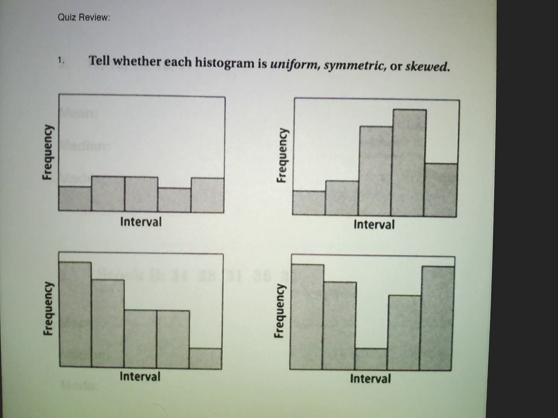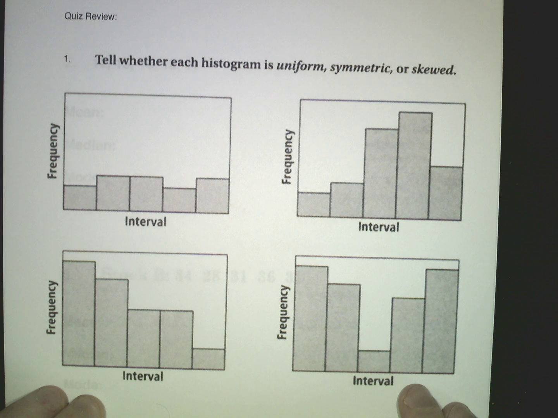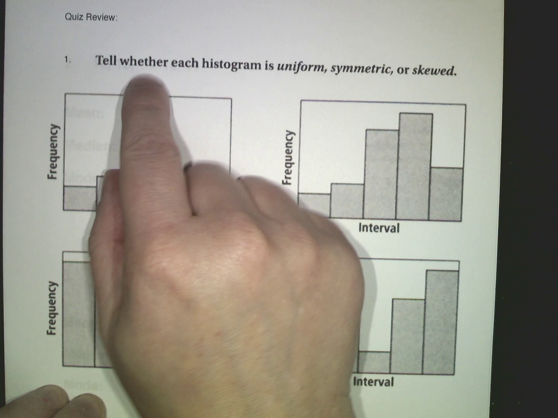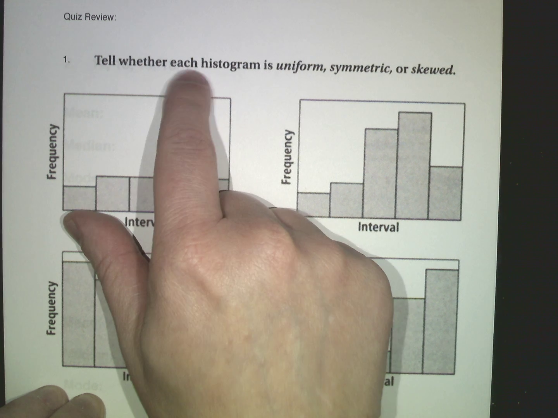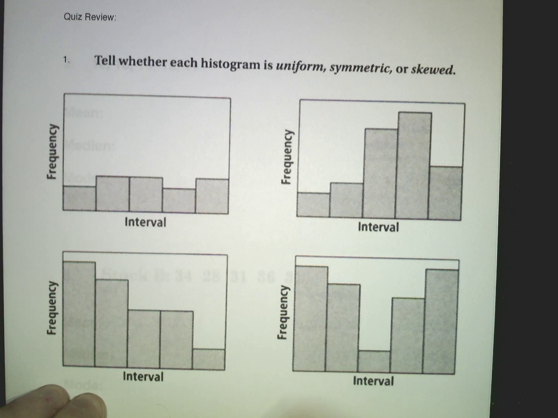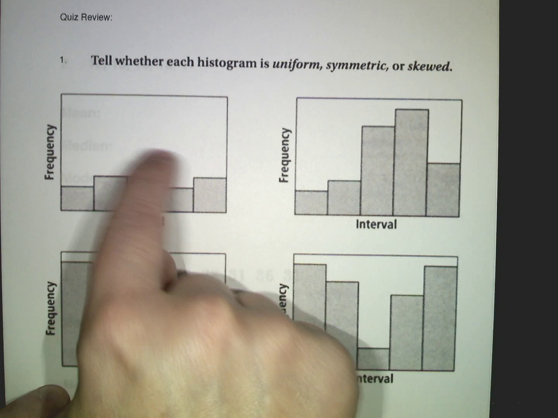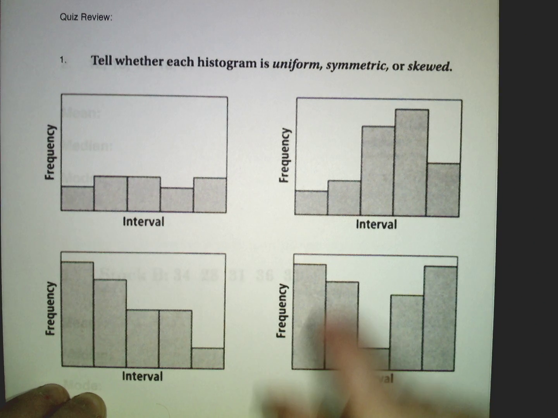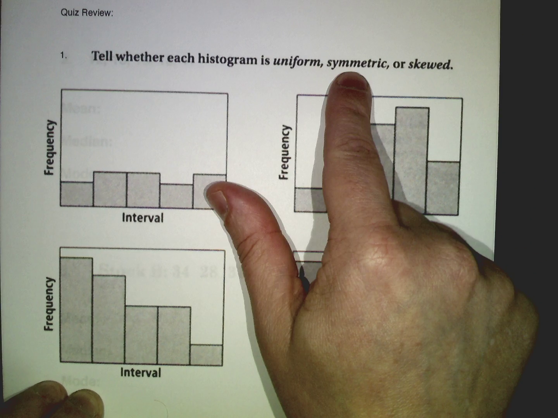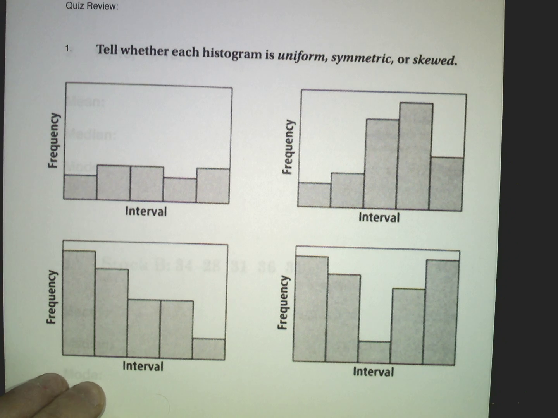Okay, so first thing we're looking at here is the first question. I'm going to give you two. Here I'm giving you four, so I have more time to explain all the possibilities. It says, whether each histogram, these type of graphs, remember, are called histograms. I have four histograms, 1, 2, 3, 4. Is it uniform, symmetric, or skewed?